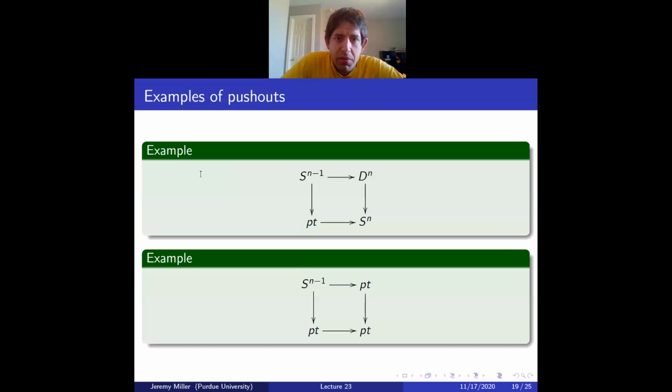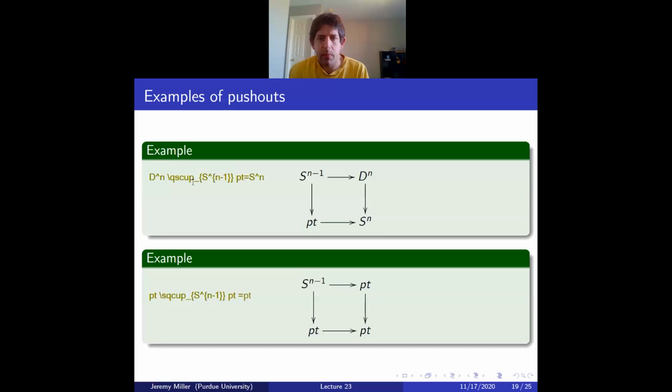So what I'm saying is that the disk pushout with the (n-1)-sphere and a point is the n-sphere, and down here I'm saying a point. These two pushouts end up as spaces that are different, different up to homotopy even.